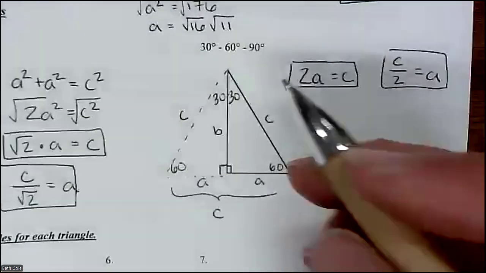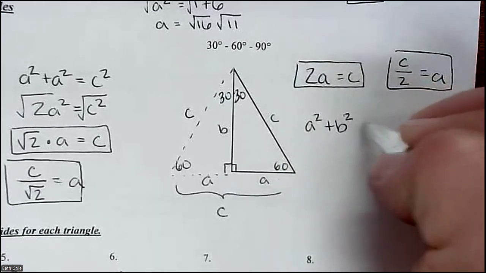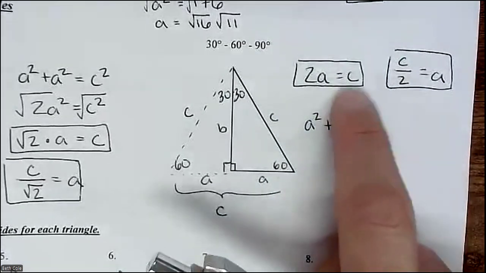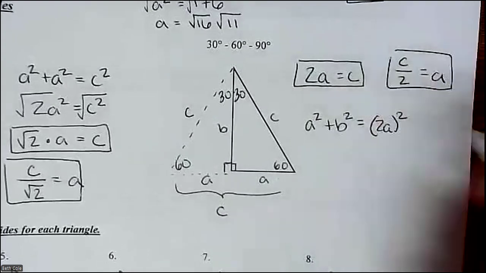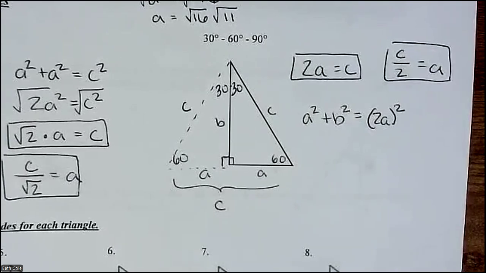Now, to get the last one, we're going to do our Pythagorean theorem again. A squared plus B squared equals, don't put C squared. What did we just say that C equals? 2A. So we're going to write it like this. And then we're going to do some algebra. Hang in there with me. We'll do our break after this.